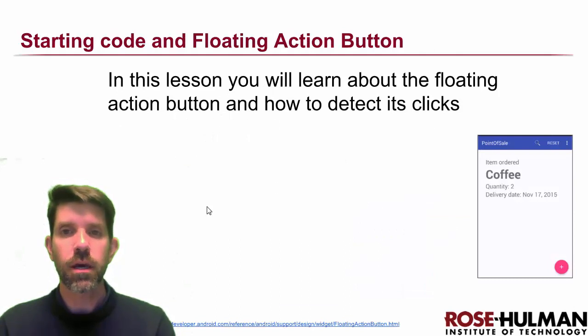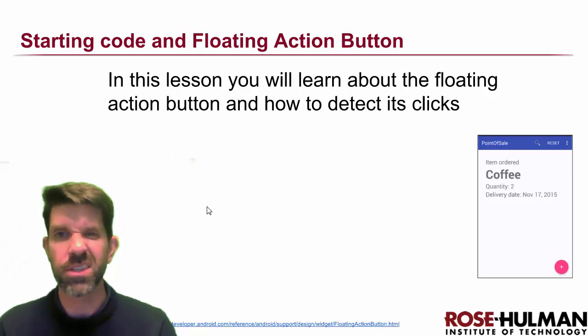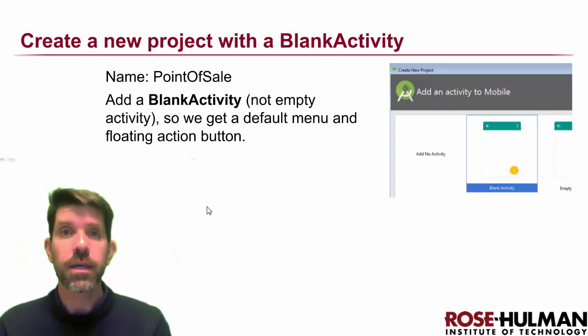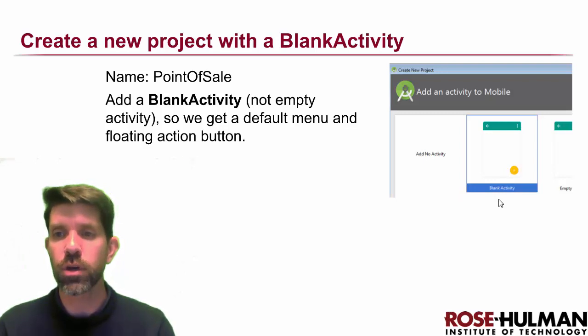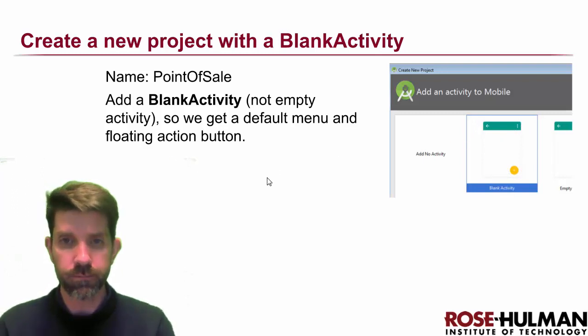The first thing is we'll start off by talking about the floating action button, and I'll give you some starting code so we don't have to type everything in from scratch this time. All right, first thing is we're going to make a new project. Up till now, you've probably been using empty activity. This time we're going to want to grab a blank activity so that we get some stubbed in code for the action button and for the toolbar up top. So let's go ahead and do that.